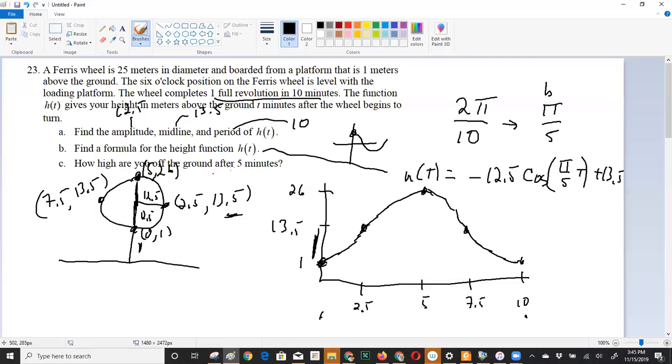Then say, how high are you at 5 minutes? Well, what's nice about this is we know that's one of the turning points, so 26 meters high. Okay, that's the question in My Open Math. I would recommend you make a sketch like this and then make a graph of those turning points, and then it's really easy to write the equation. If that's all you need, stop the video, go answer that, and try question number 24 if you want.